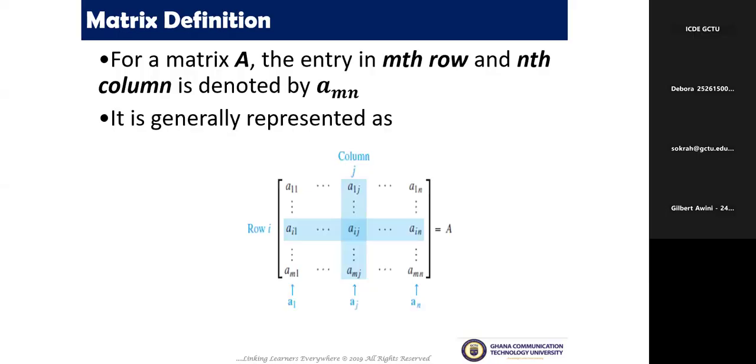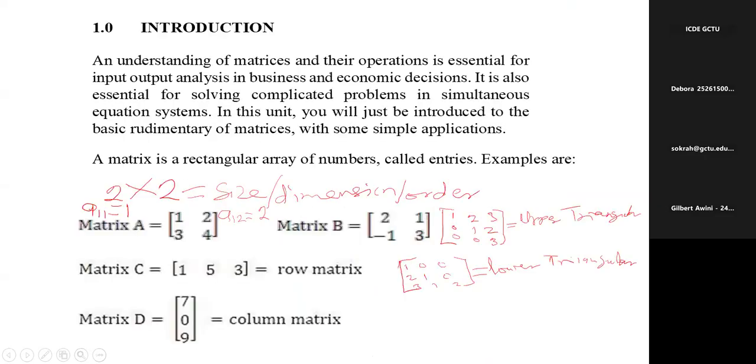So for a matrix A, the entry in the mth row and the nth column is denoted by a_mn. It's denoted by what? a_mn, which is telling us that this entry a is found in the matrix, which is capital A, in the mth row and the nth column. Okay, let me go back and let you understand what I'm saying here.